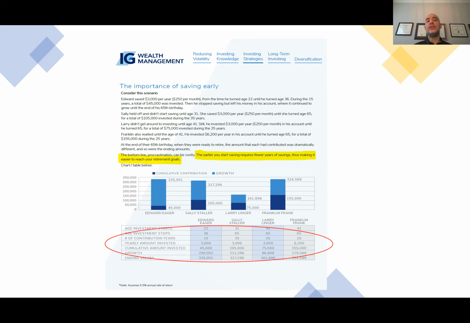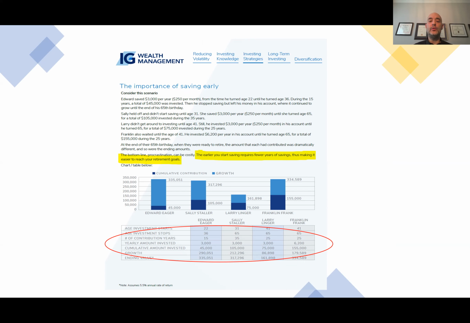When we look at investing strategies, it's so important to start to invest early. However, we know that everyone's situation is different, and sometimes that can't happen. But what I wanted to illustrate is the difference between starting early versus waiting.